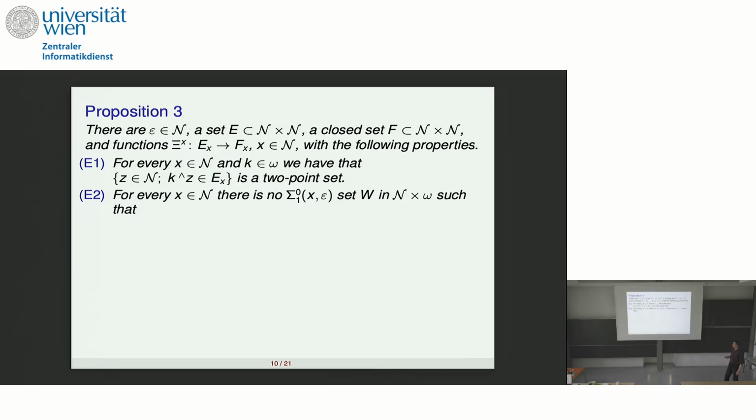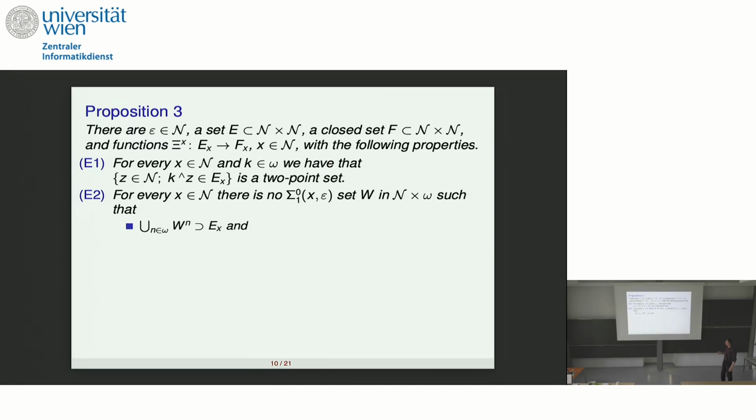is the following thing: that for every x, there is no sigma 0, 1 light phase x epsilon set W in the product of n times omega. So W is in fact a family of recursive, semi-recursive sets in x and epsilon, such that each section is covered by the union of these Wn. So as I said, if we consider this n, this is a section of this set.